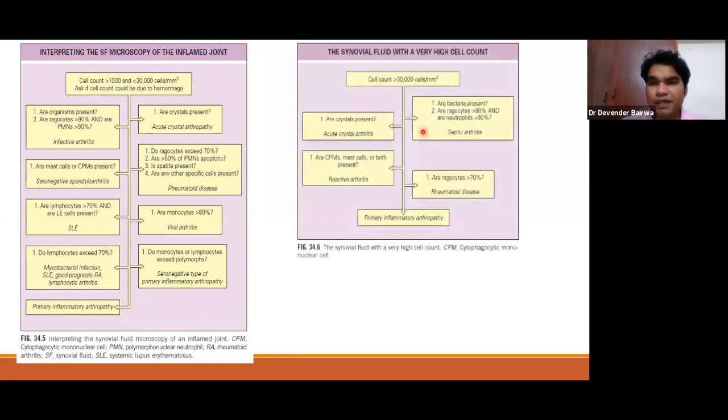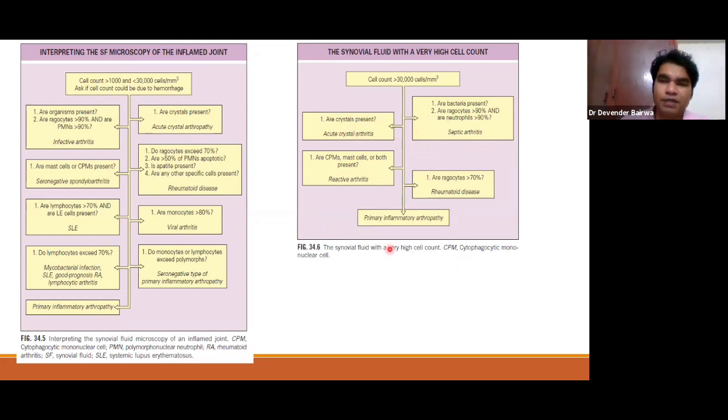Suppose the count is very high, more than 30,000. In such cases, there are mostly two causes you have to see. One is infection, the other is the presence of crystals. Septic arthritis generally will have a count somewhere around 50,000 to 80,000. And as I already told you, no matter what, you always send the patient sample for crystals as well as for infective organisms. Depending on that, we can divide whether crystal arthritis or septic arthritis is there.